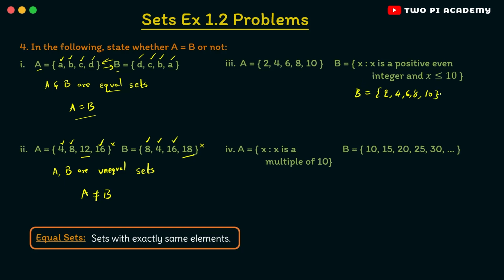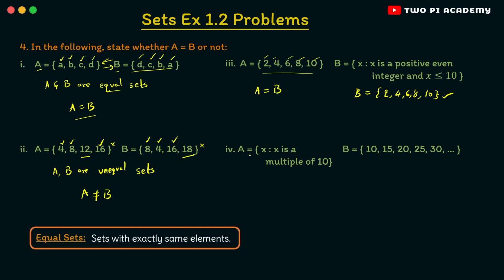In case you don't know, in the roster form, you list the elements separated by commas and enclosed in curly braces. We have been using that previously, right? All these are in roster form. So you have to write this in the roster form, which gives 2, 4, 6, 8, and 10. Clearly, all of these are the same elements as in A, right? 2, 4, 6, 8, 10. So clearly, A is equal to B. Both of these are equal sets.